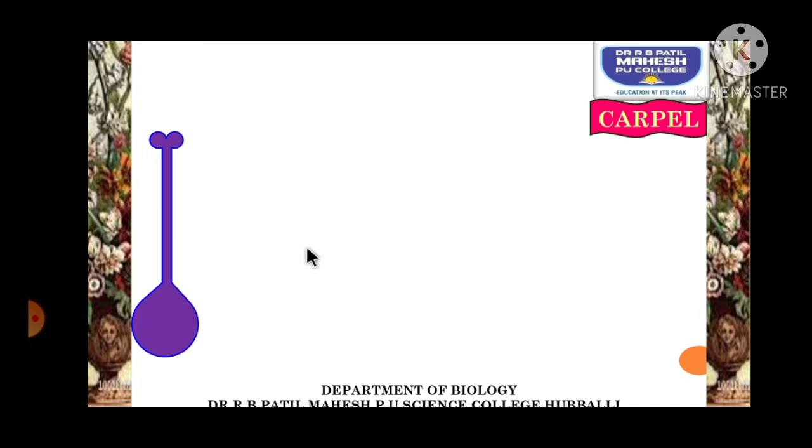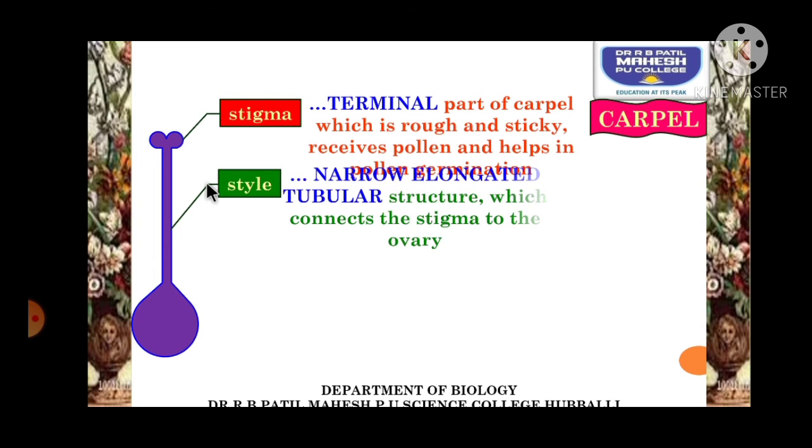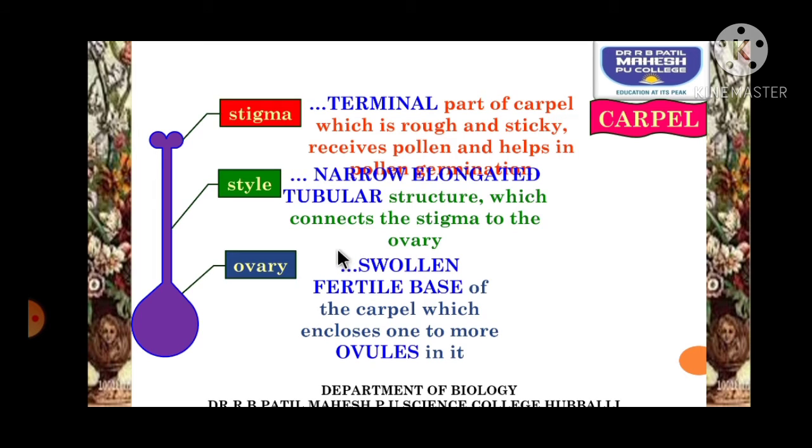If we take one carpel, that carpel shows the presence of three structures. Stigma is a terminal part of the carpel which is rough and sticky, and it is mainly meant to receive the pollen grain and also secretes nutritious fluid which makes pollen germination possible. Style is a passage, a narrow tubular elongated structure which connects the stigma with the ovary. The last portion is called ovary, which is bulbous. It is a swollen fertile base of the carpel which encloses one to many ovules in it.